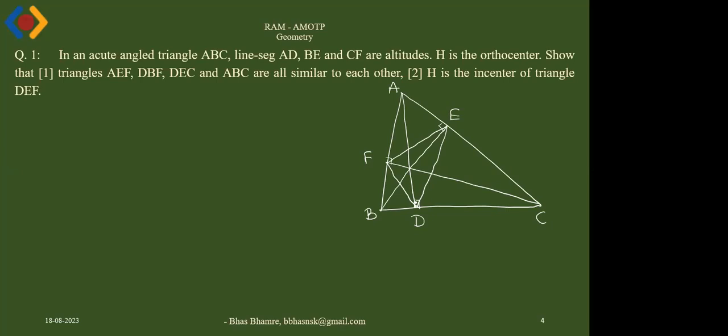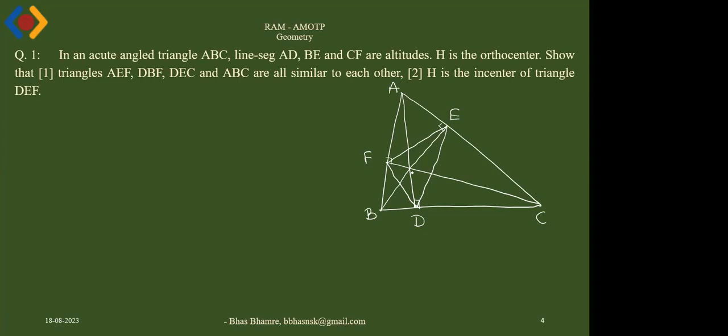Sir, can I suggest a method for the second part? I'm not sure if this will work, but I think this might. The incenter is the intersection of the angle bisectors. If you can prove that BE is the angle bisector of FED, and similarly for the others, you have proved the claim.